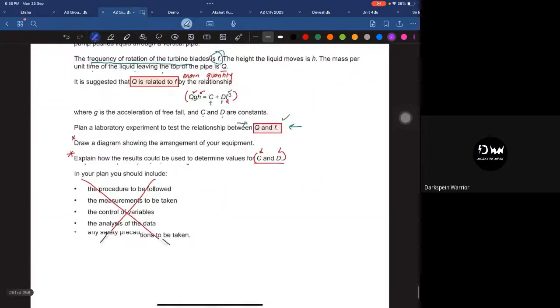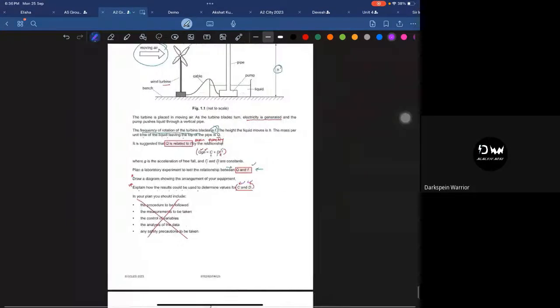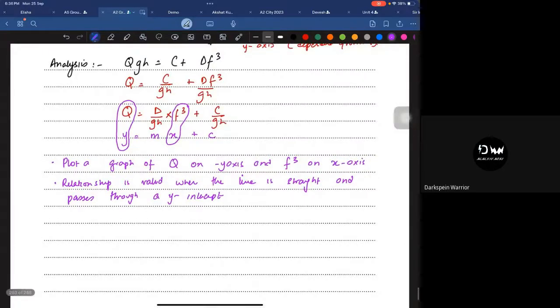They said you need to tell us how to find C and D. So this was their question. So we're going to go back and see. Okay. Now we're going to say gradient is equal to D over GH, which means that D will be equal to GH times the gradient of the graph, right? Is it clear?